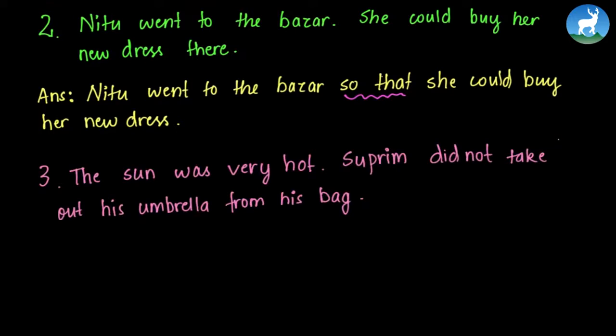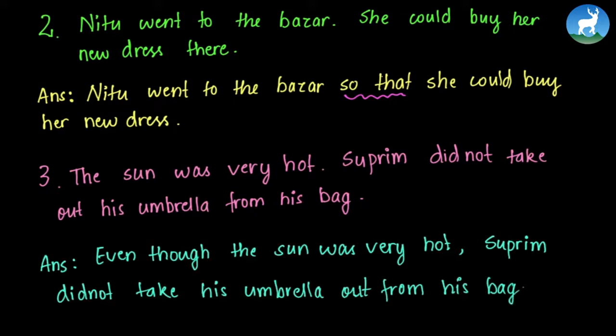So we have, the sun was very hot. Supreme did not take out his umbrella from his bag. So for this sentence, we will require a contrasting connective. So we know that the sun was very hot, and even though the sun was very hot, Supreme did not take out his umbrella from his bag. So let's write it down. Even though the sun was very hot, Supreme did not take his umbrella out from his bag. So here we're using the connective even though to connect two sentences.